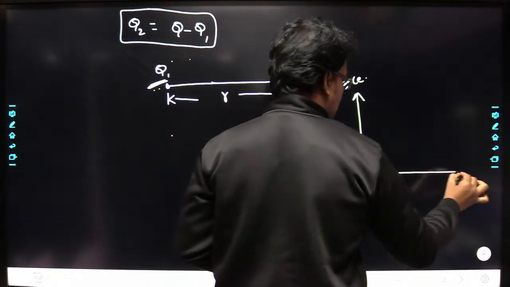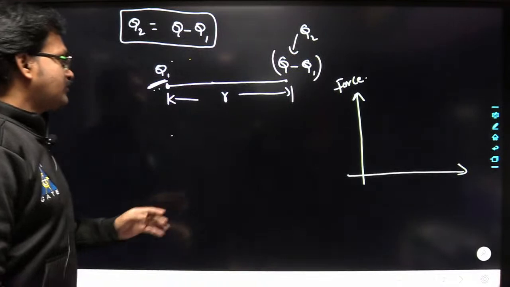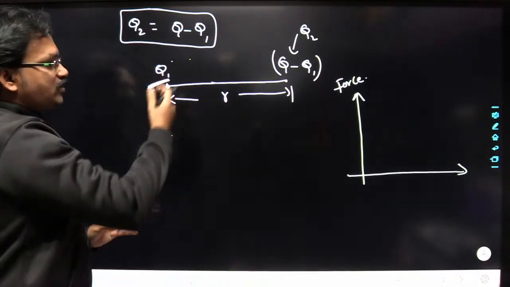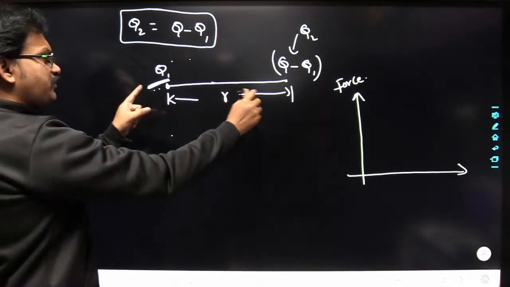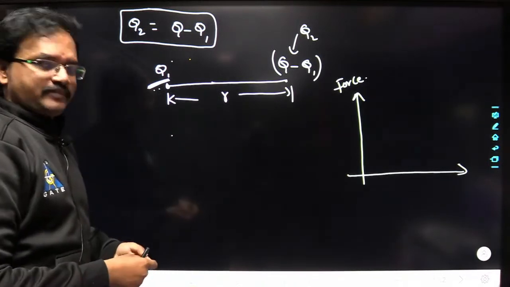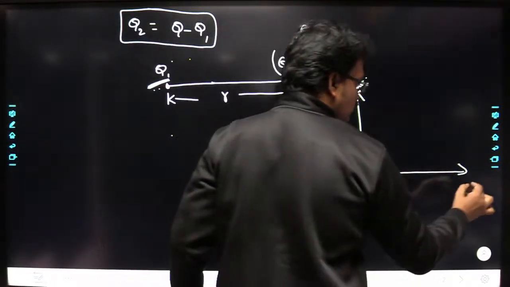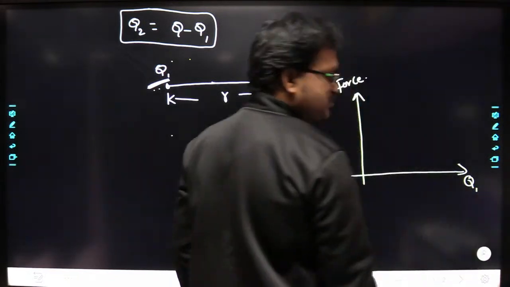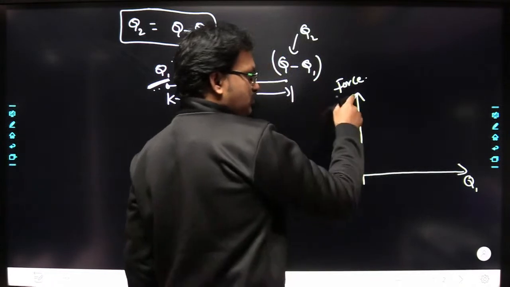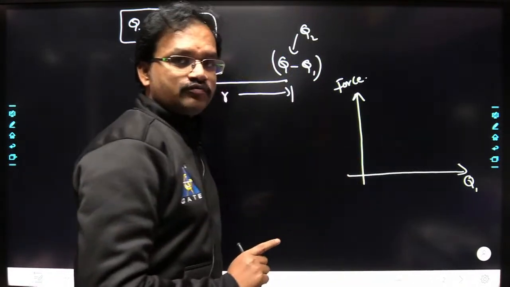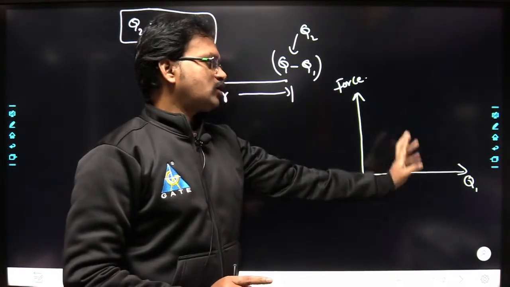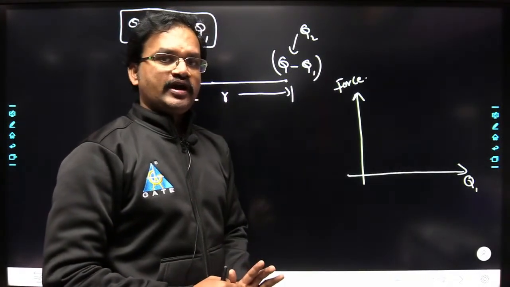So on this axis, what do I have to vary here? I am varying Q1. By varying Q1, I will try to determine the force between these two charges, and I have to find when this force will be maximum. So on this axis, what is variable? Q1 is varying. I am going to vary Q1 and observe what the force is, and I have to determine at what value of Q1 you are going to get maximum force.